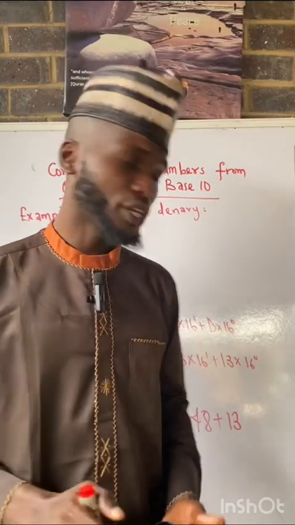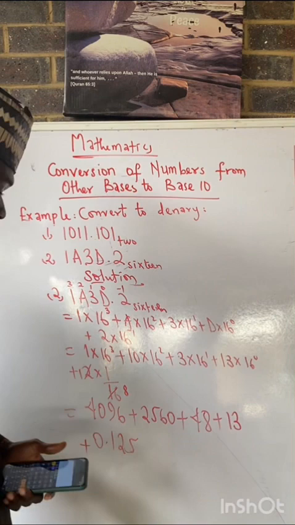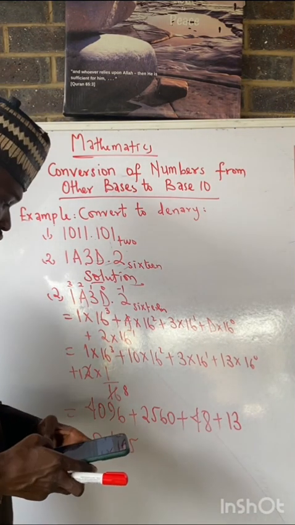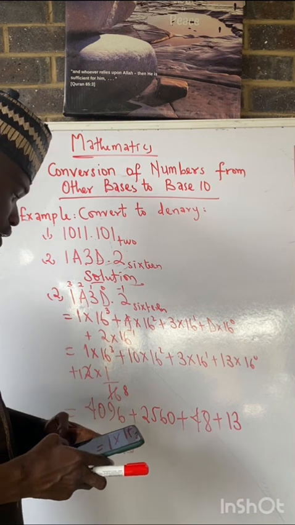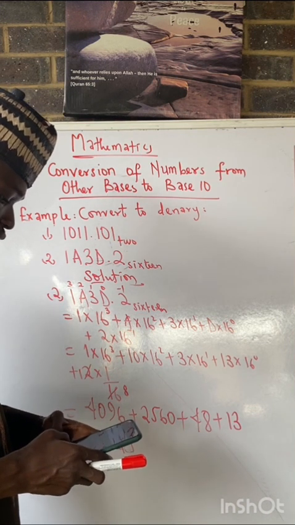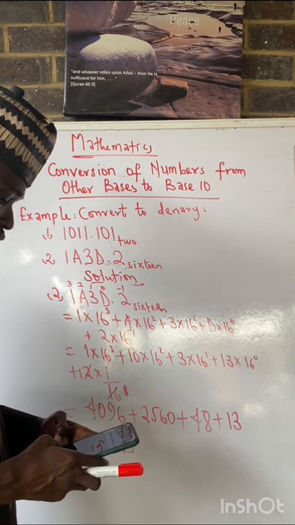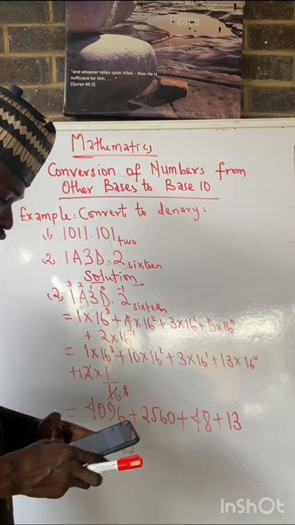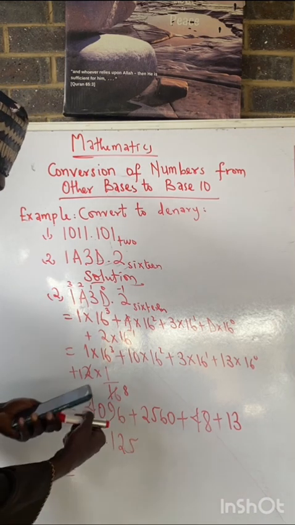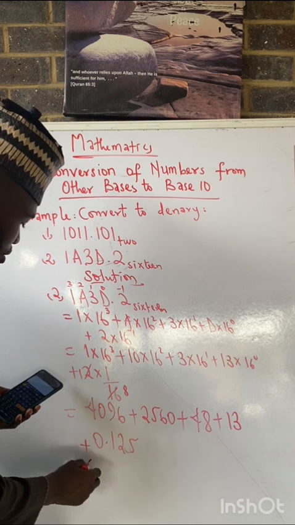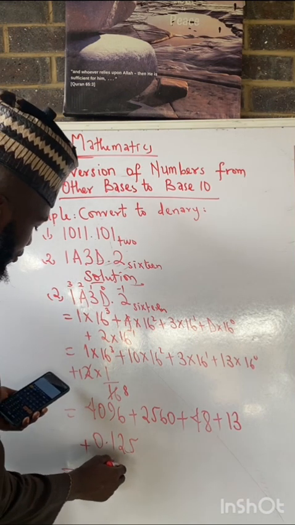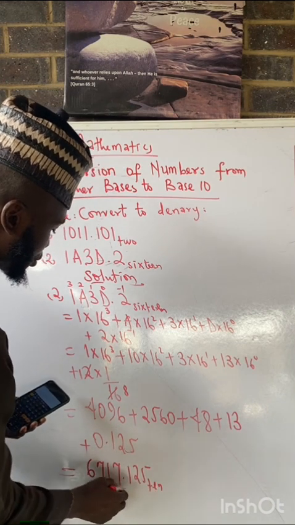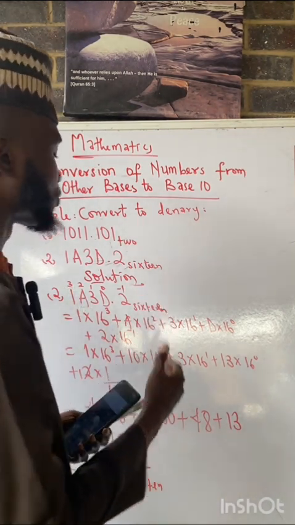Then the next thing is to add everything together. That's 4096 plus 2560 plus 48 plus 13 plus 0.125. So that's giving us 6717.125 base 10. So this is the end of question 2.